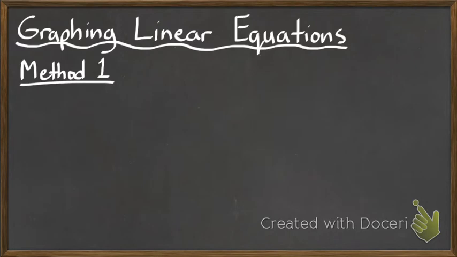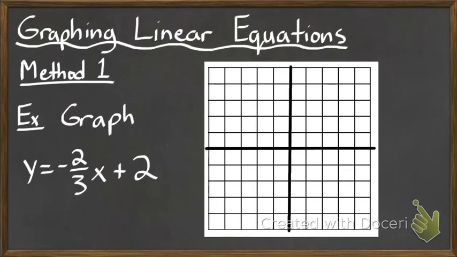Okay, so using this method, we're going to graph the following linear equation. So we're going to graph y equals negative 2/3 x plus 2. Alright, so let's fill in some values. So first, we want to look at our y-intercept. So our b value, in this case, our constant is plus 2. So if we go along our y-axis and find plus 2, that is going to be our y-intercept.